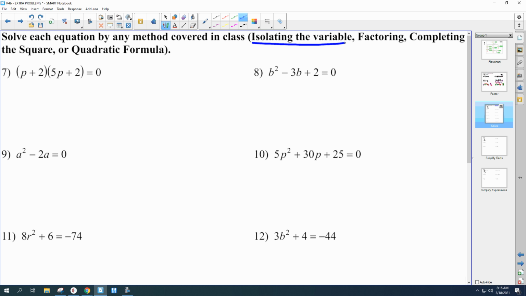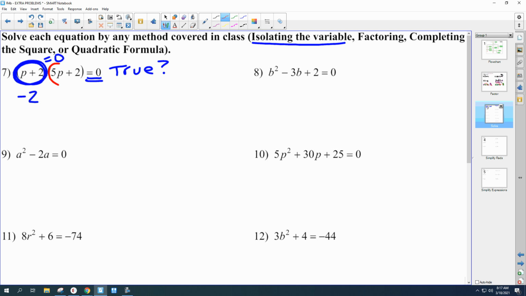Number 7 looks like a problem that has already been factored. Notice the equals 0, that's important. We're looking for a solution, and a solution is going to be a number that makes a true statement. In this case, it's pretty easy to see. You're looking for what makes this expression equal 0. Well, that's easy to do in your head. That's negative 2. Negative 2 plus 2 equals 0. That's one of your solutions.